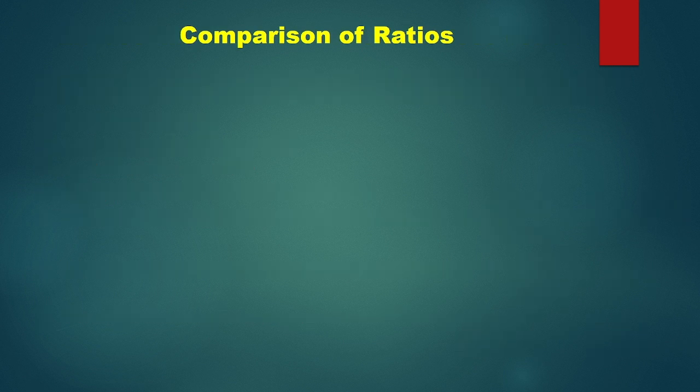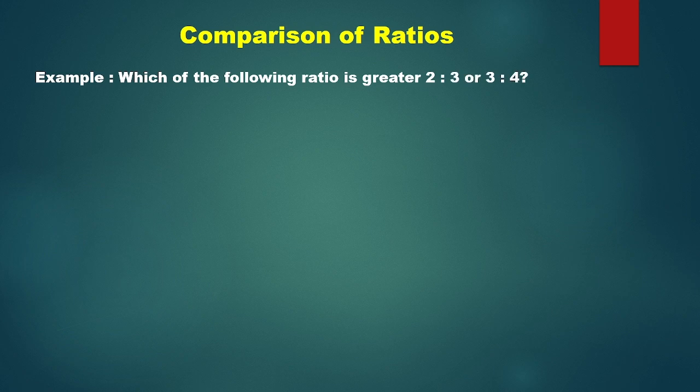And how do you compare ratios? It's the same as how we compare fractions. If you have not watched my video on ordering of fractions, I would advise that you do so, because I explicitly taught how to order fractions. Here, let's take an example. Which of the following ratios is greater? 2:3 or 3:4? Now, I'll write it out in fraction form.